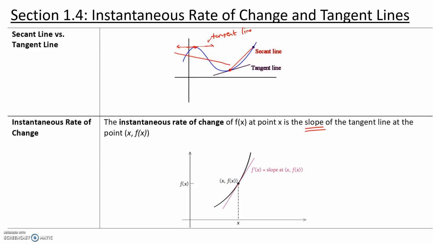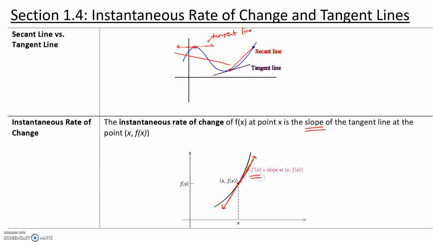So what is a tangent line? It's this line that barely touches the graph at a particular point. That's a tangent line. And what is the instantaneous rate of change? The instantaneous rate of change is the slope of that tangent line at the point x comma f of x.